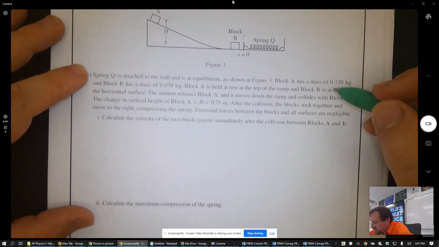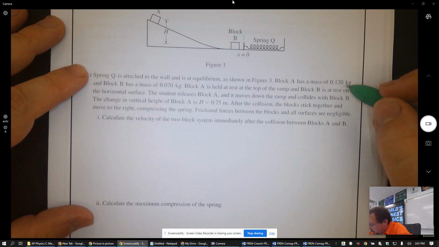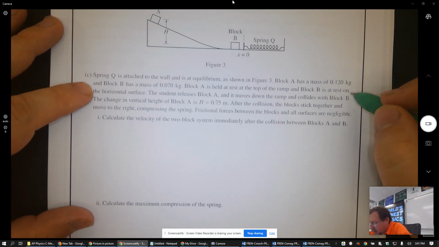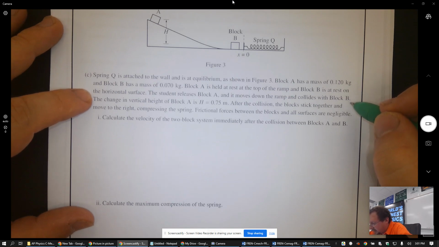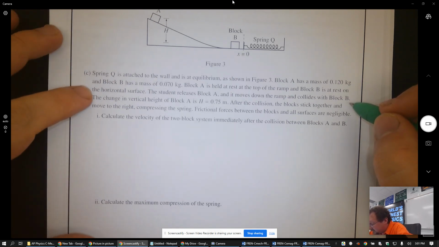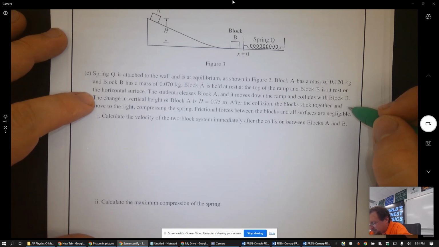Spring Q is attached to the wall and is at equilibrium. Block A is held at rest at the top of the ramp and the horizontal surface. The student releases block A and it moves down the ramp and collides with block B.